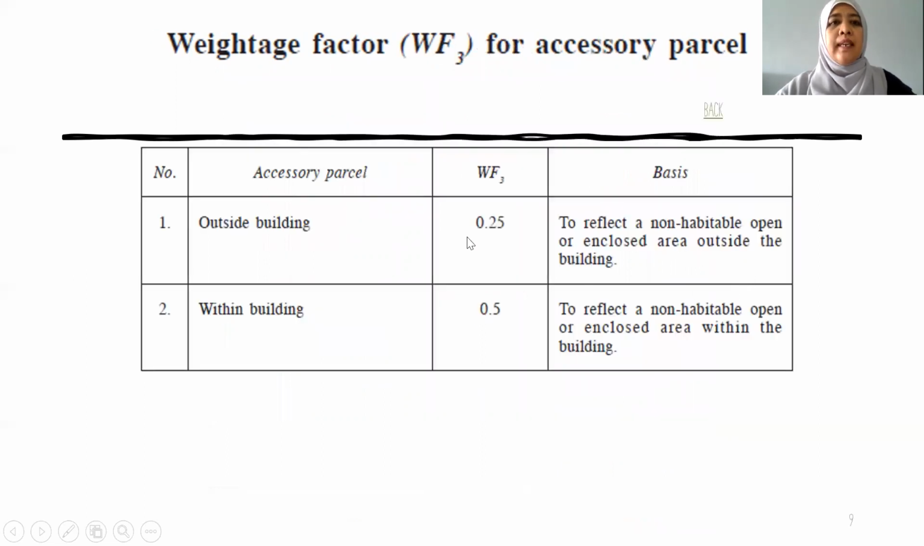Okay. Next one is the weightage factor for accessory parcel. You can see here it's only divided into 2 categories: outside building, within building. So normally for car parks, car parks outside building, car parks within building. You can see here that car parks within building is higher than outside building. Again, it reflects the services received. So that's all. Okay. We will continue with other parts of the SMA.